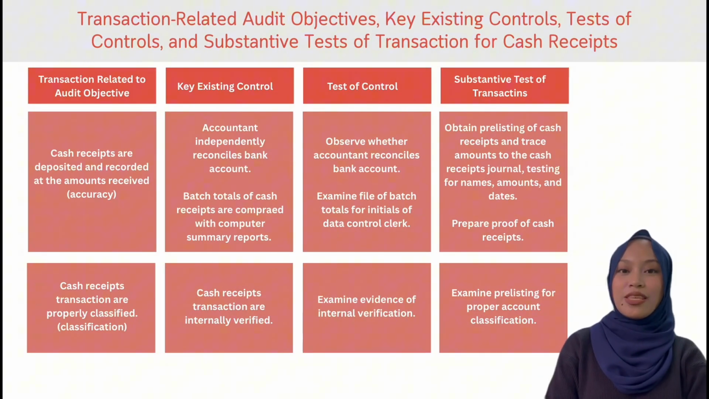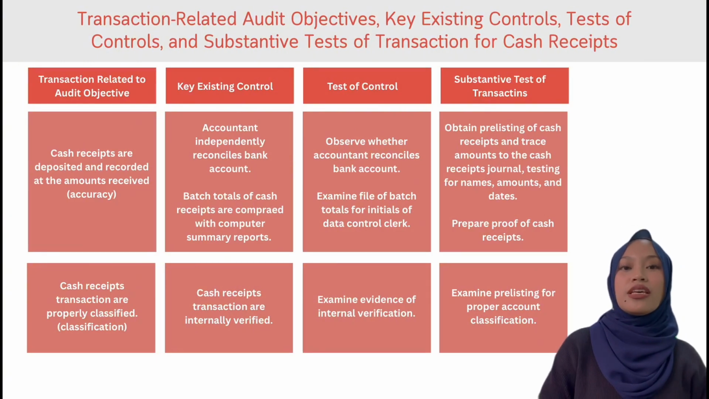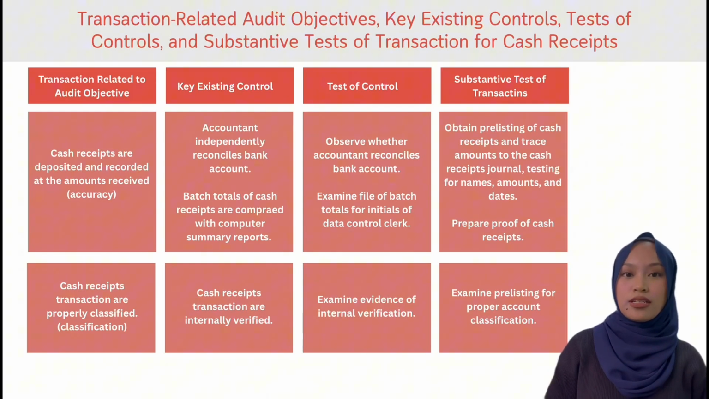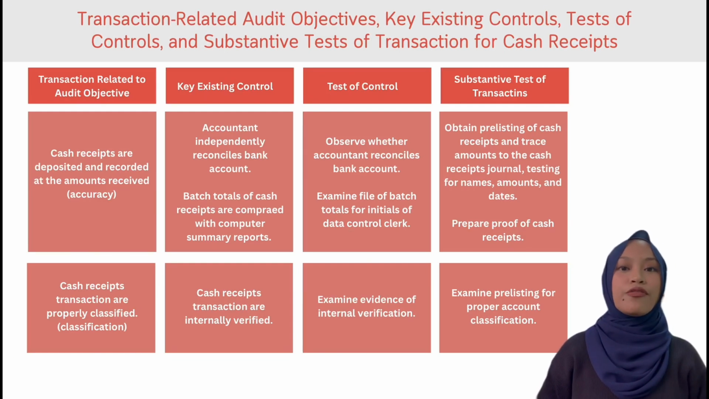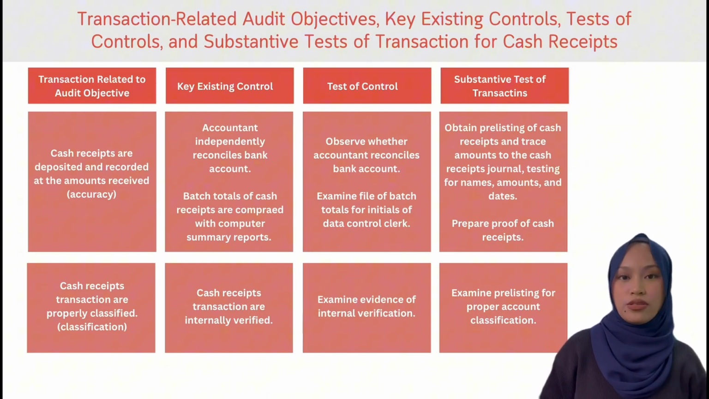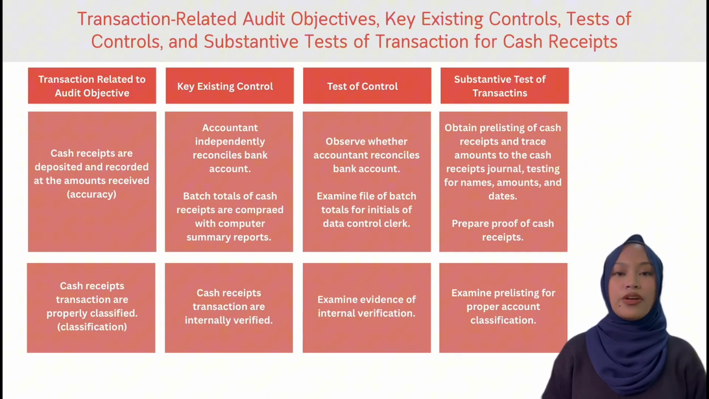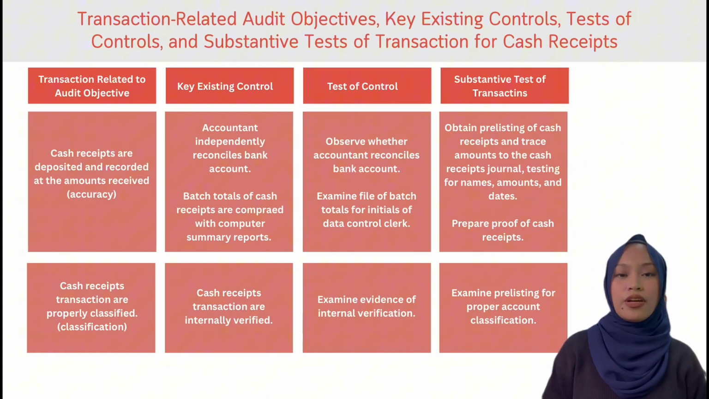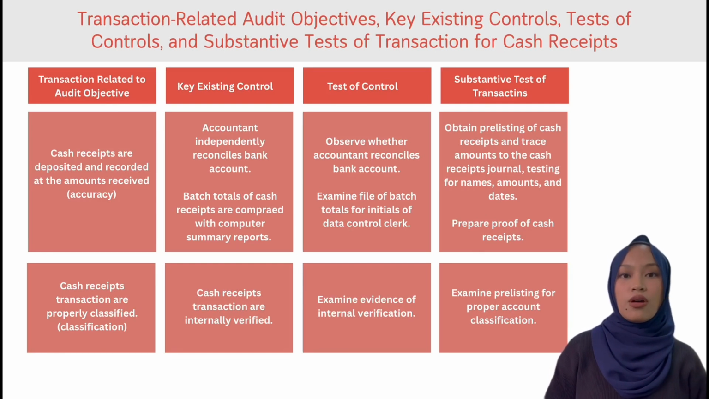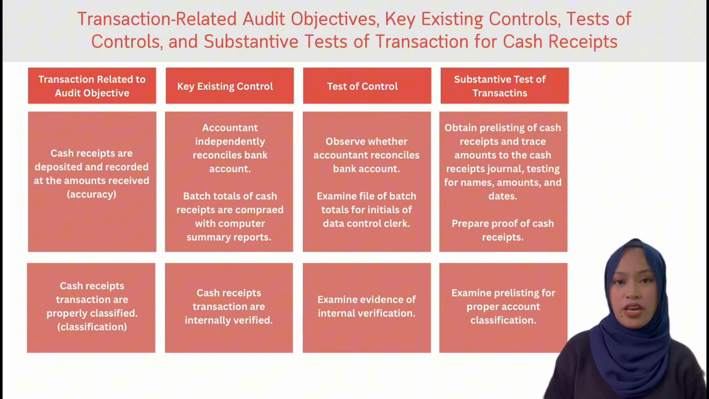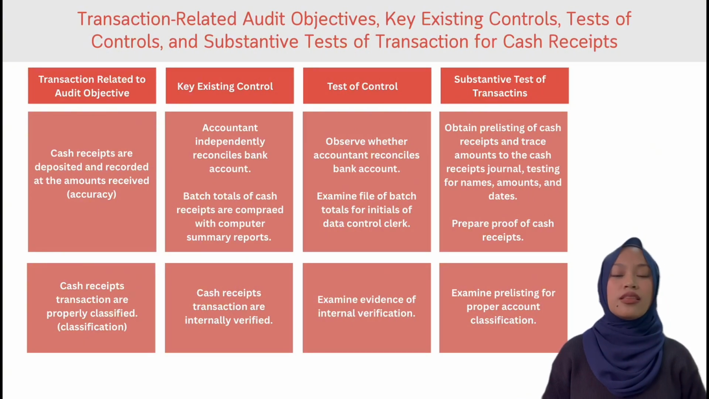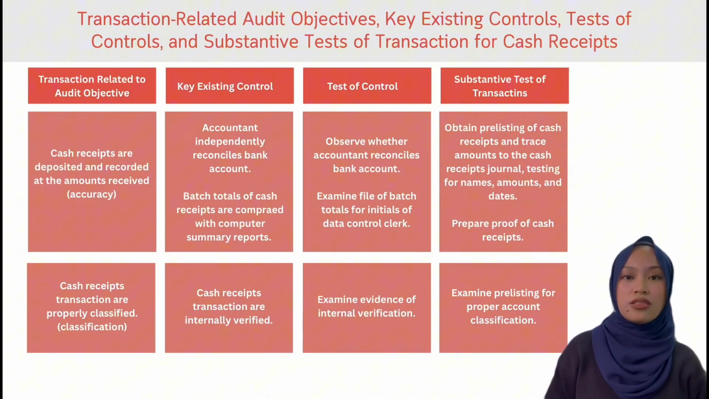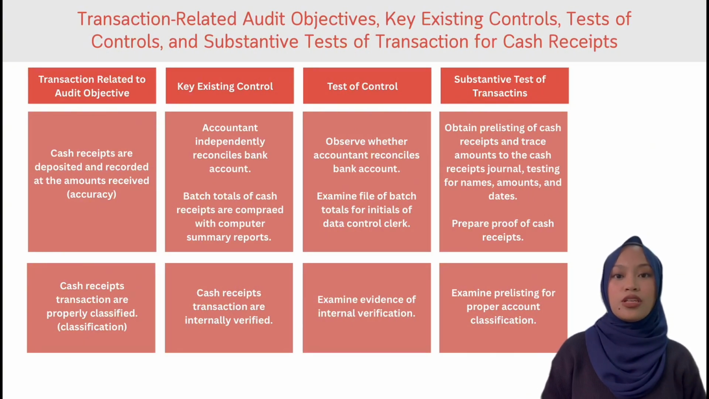The second objective is classification. This ensures that cash receipts are posted to the correct account, for example, whether it's from a customer payment or another source. To control this, each cash receipt transaction is internally verified by the staff. Auditors test this by examining evidence of internal verification, such as initials or signatures showing the transaction was checked. For the substantive test, they examine the pre-listing of cash receipts to make sure everything is classified into the correct accounts.